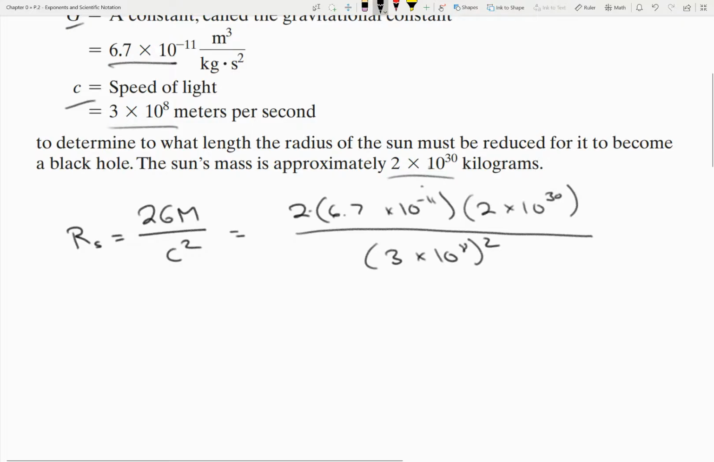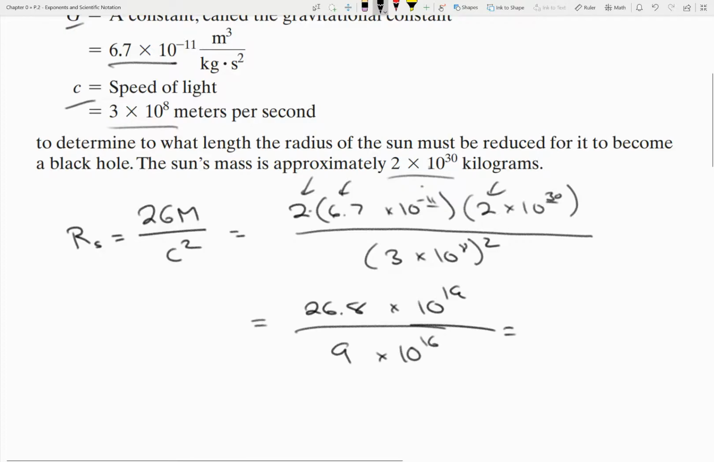Again, we don't need distribution because there's no addition here. This is all one term, so I can just pick and choose what I want to multiply by. On the top, I'm going to take the 2, the 6.7, and the 2. So that becomes 4 times 6.7, which gives me 26.8 times 10 to the 19th power: negative 11 plus 30. Over, now I have to square it, so it becomes 9. I square both things inside the parentheses: power to a power, I multiply the exponents together.